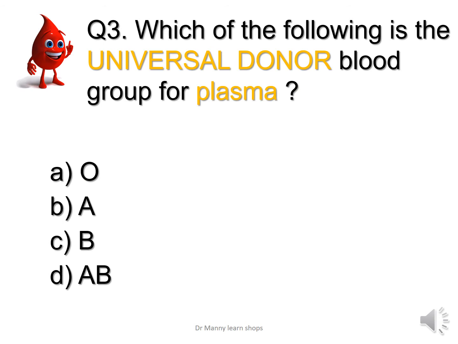Which of the following is the universal donor for the blood group with plasma? O, A, B or AB? The correct answer is AB.